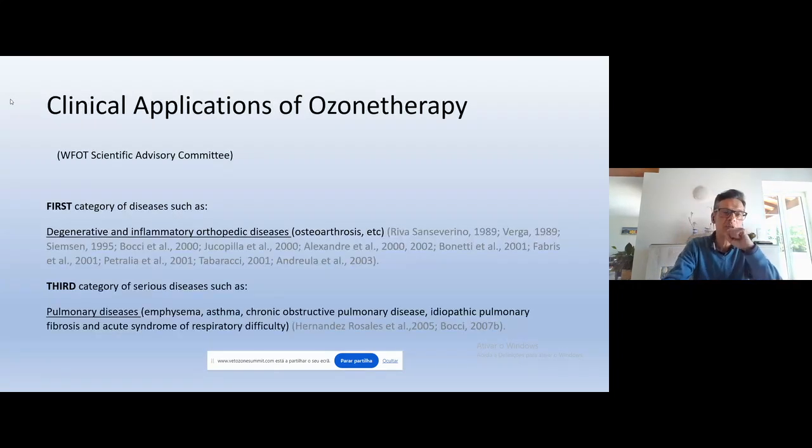The World Federation of Equine Ozone Therapy defines different categories of using ozone in diseases. The first category is specifically degenerative and inflammatory orthopedic diseases, and the third category is pulmonary diseases. Today, we are not going to speak about the pulmonary diseases and the approach with ozone.